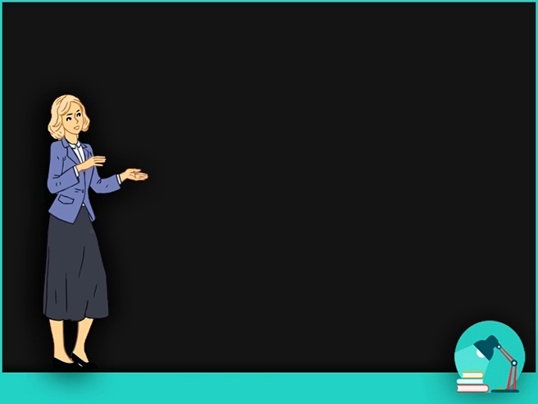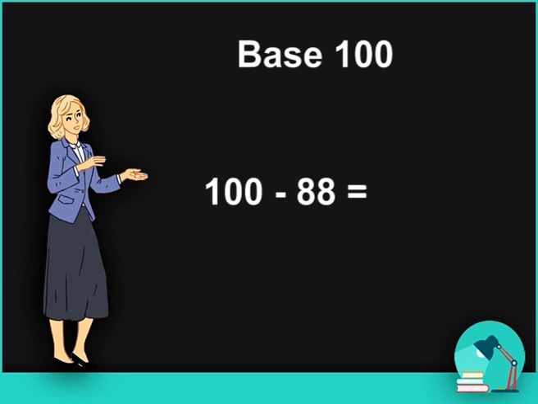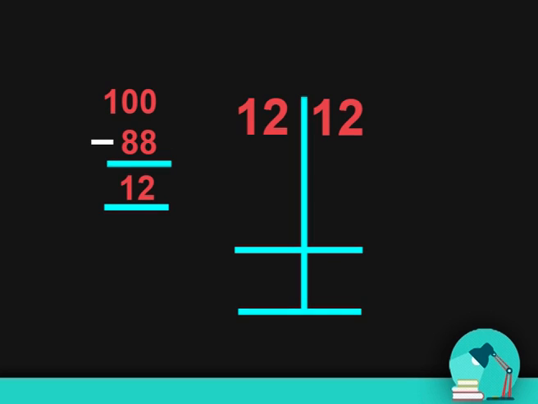Following the same method, let us divide 1212 by 88. The base in this question is 100. Find the difference of base and the divisor, which is 100 minus 88, 12. As the base contains 2 zeros, we will split the dividend in such a way that on the right hand side of the dividend there will be 2 digits.